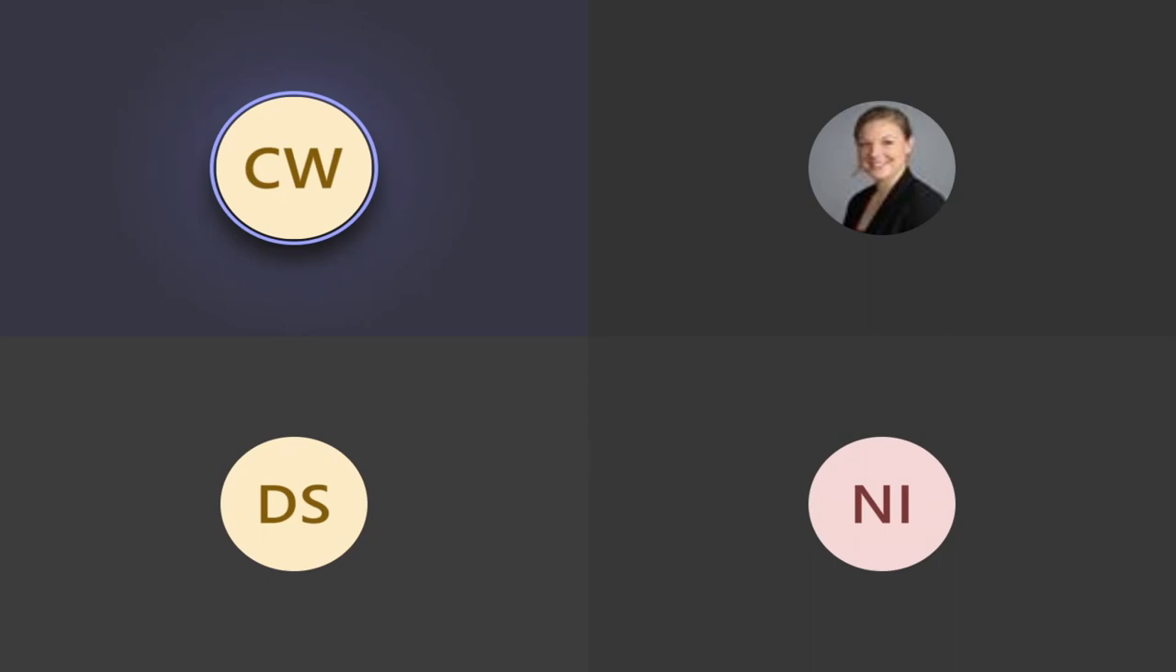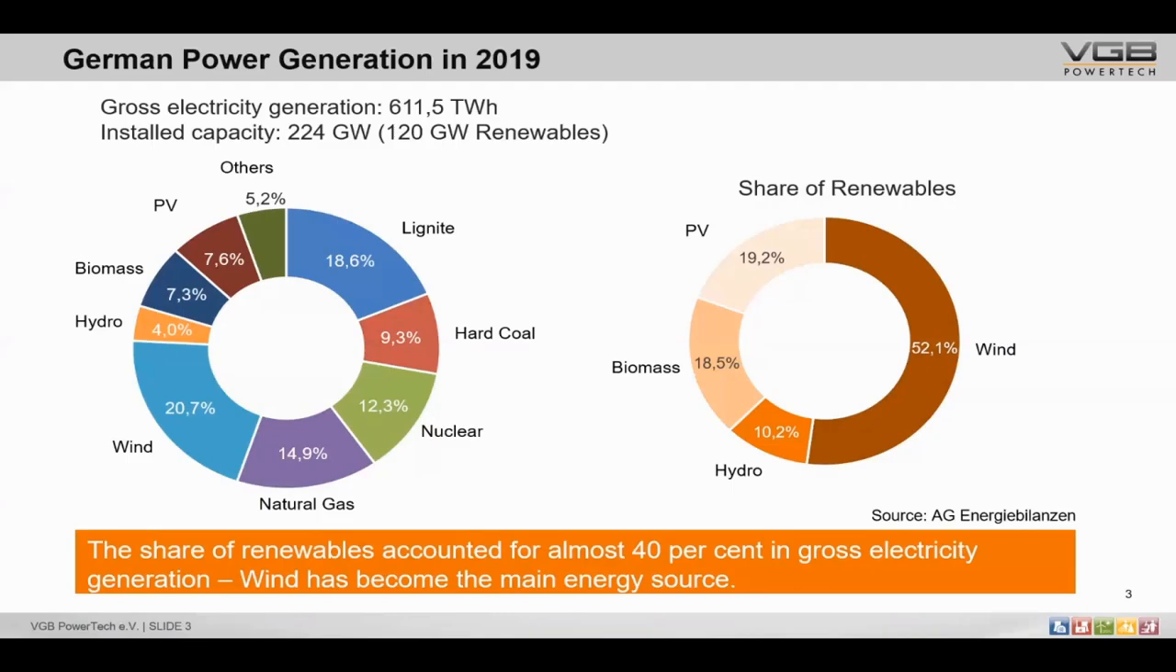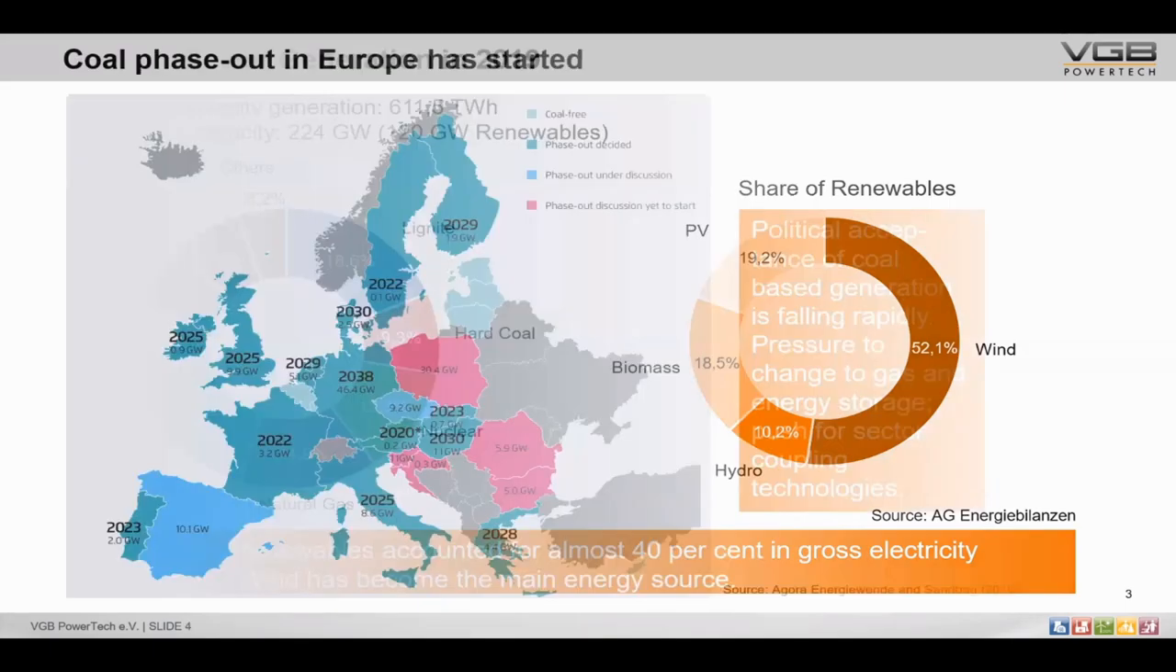And therefore, I have put here the German power generation mix of last year. And you see here that we have an installed capacity of about 224 gigawatts. And more than half of it is coming from the renewables. The gross electricity generation last year was around 611 terawatt hours. As you can see in the graph, we have a very diverse energy mix, and the share of renewables accounted for almost 40% in gross electricity generation last year. That was a new record, and what was also remarkable is the fact that the wind has become the main source of electricity generation in Germany for the first time.